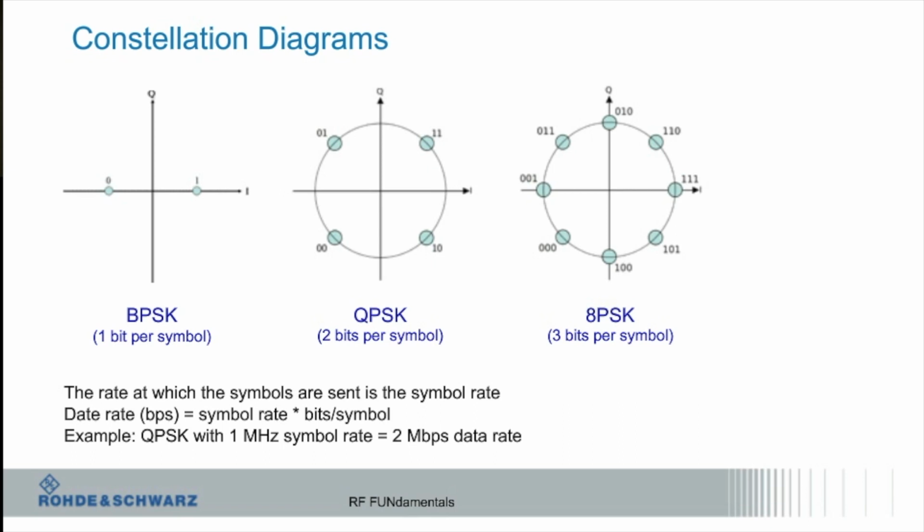The rate at which symbols are sent is the symbol rate, and other than BPSK, the symbol rate does not equal the bit rate. Okay, so the data rate is the symbol rate times the bits per symbol. So with QPSK, I'm sending 2 bits per symbol, so a symbol rate of 1 megahertz is a bit rate of 2 megabits per second.